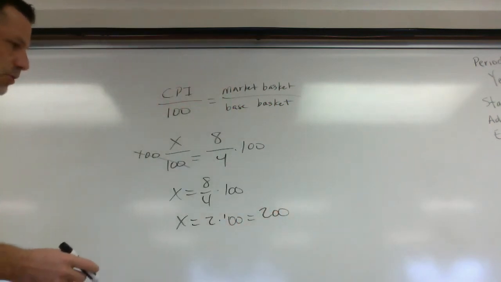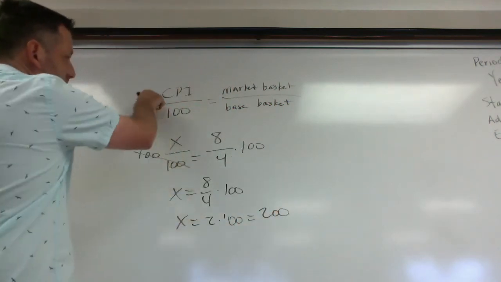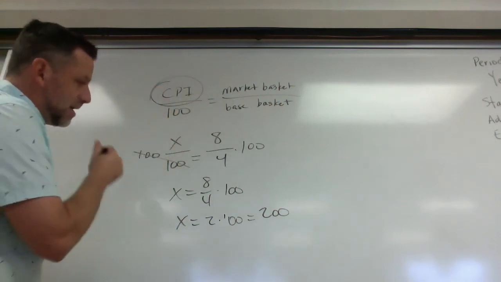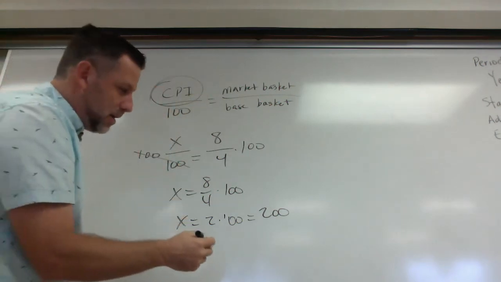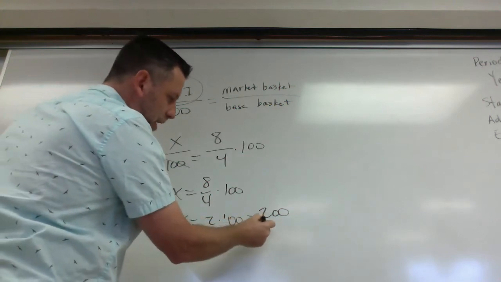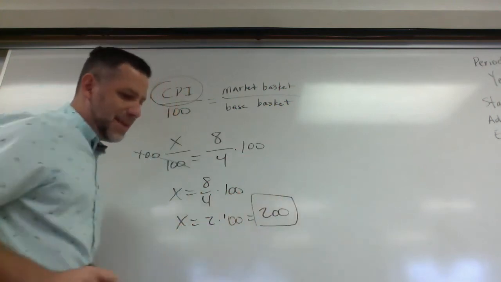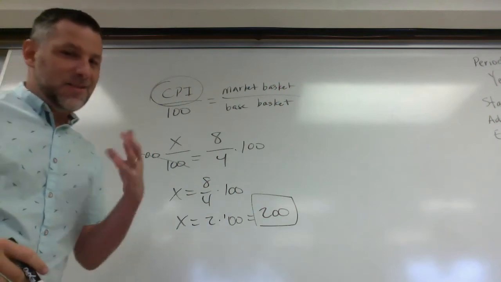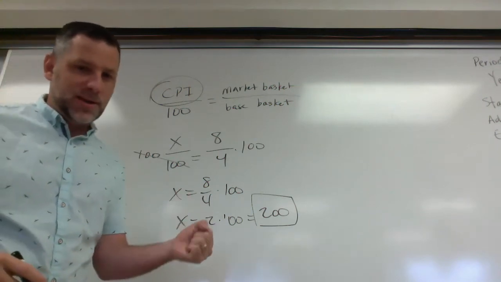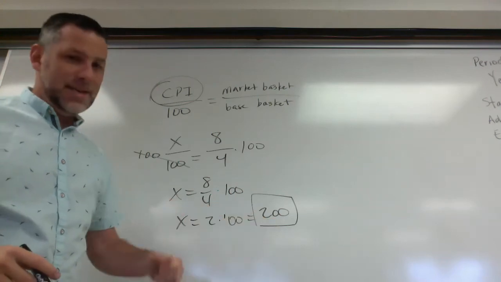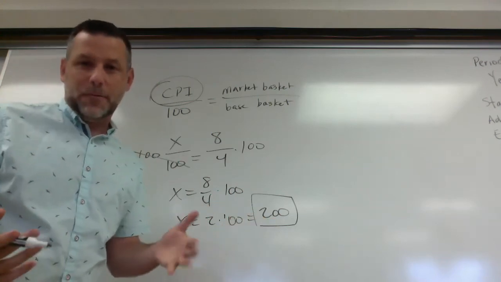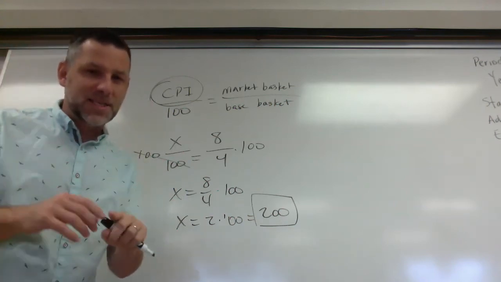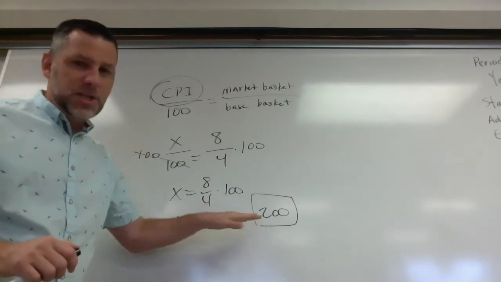So my 2016 CPI number, this is what we were trying to find, would be 200 with 1996 as my base year. So all this means is that if 1996 is a 100, then 2016 is a 200 on that scale. That's all that CPI is. It's just converting those market baskets to a much easier scale.